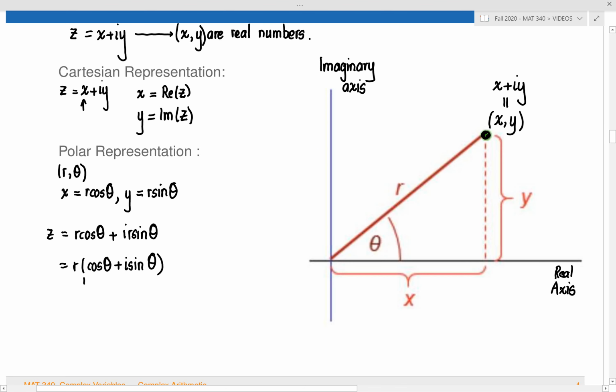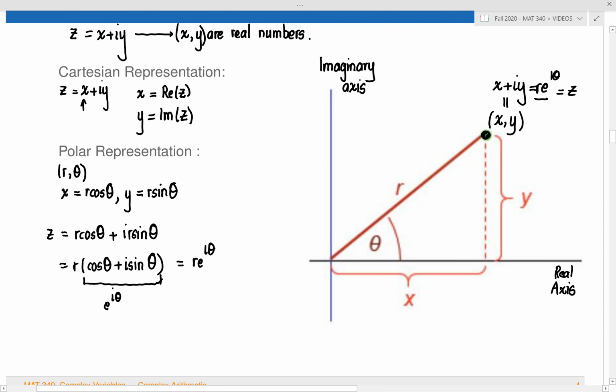And this quantity here, which is cosine theta plus i sine theta, we will write as e to the i theta. So for right now, we'll treat it as a notation, but the justification for this will come when we actually define the exponential function for complex numbers. For right now, we're just going to say cosine theta plus i sine theta, we're going to denote by e to the i theta. So then this here becomes r e to the i theta. So z is x plus iy, which is r e to the i theta.